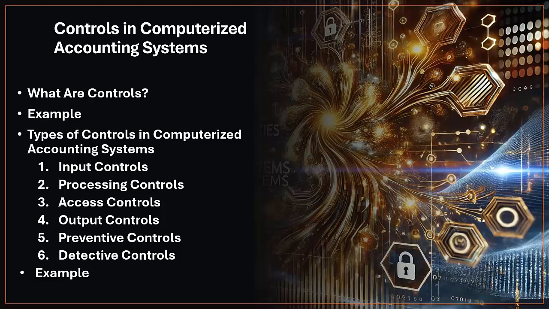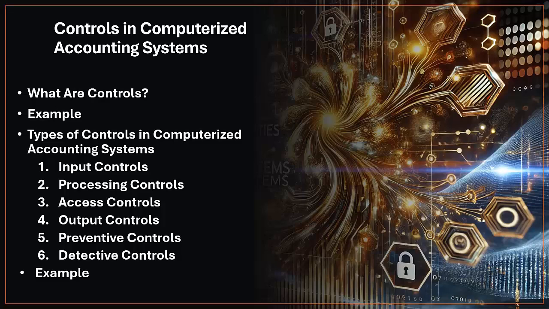What are controls? Controls are built-in features within the accounting software that monitor, check, and restrict how data is entered and processed. These controls protect the system in several ways. 1. Accuracy. Ensures that data entered is correct. 2. Completeness. Makes sure no transaction or information is missing. 3. Authorization. Restricts access to sensitive areas of the system, so only authorized users can make changes. 4. Consistency. Makes sure that all data follows predefined rules or formats.